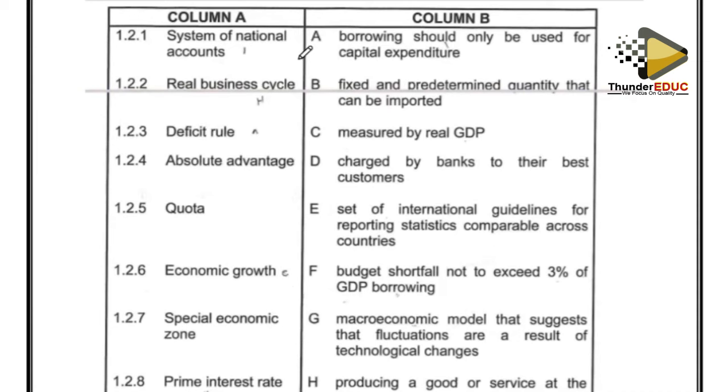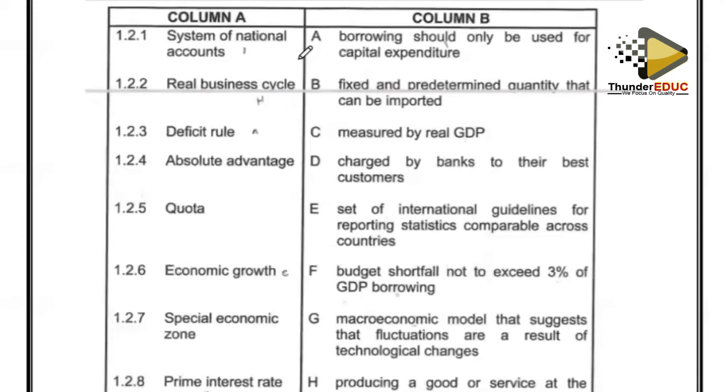Before you can even go to column B, you must create that picture to check what is this system of national accounts. When we talk of the system of national accounts, it is nothing but a set of international guidelines for reporting statistics comparable across all countries. That is the system of national accounts. So now when it comes to 1.2.2, which is real business cycle, we are talking of the macroeconomic model that suggests that fluctuations are a result of technological changes.